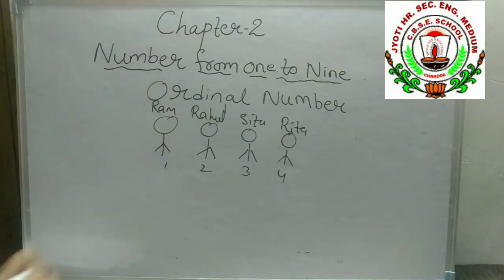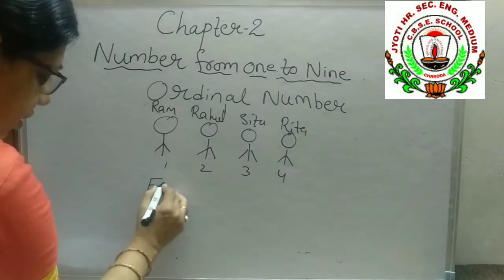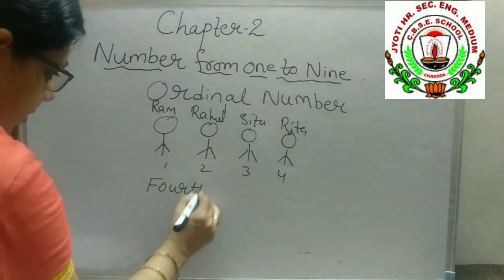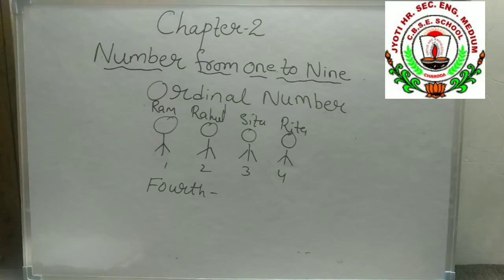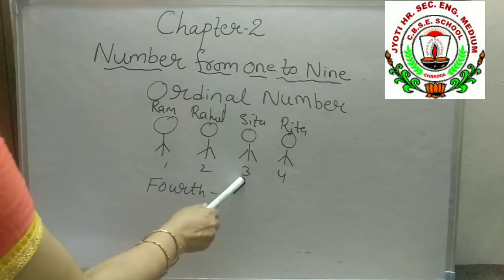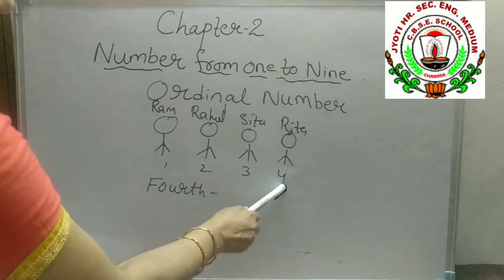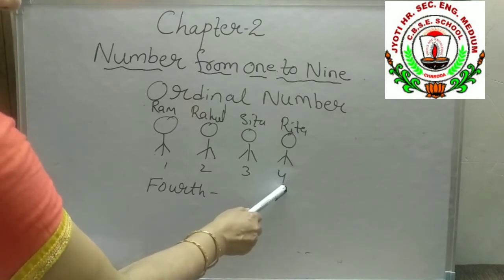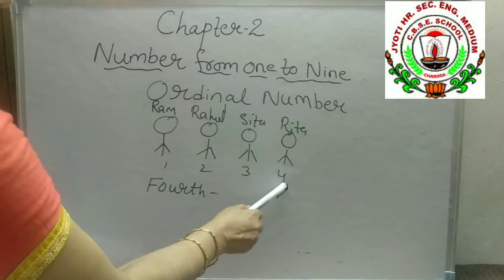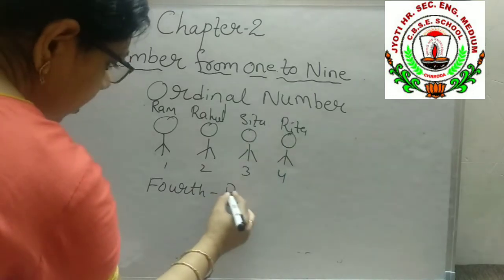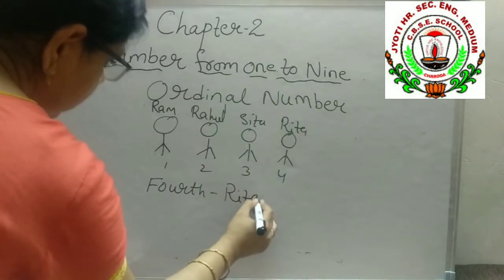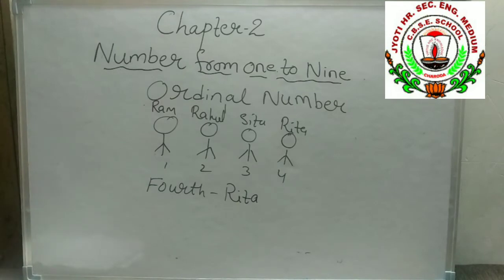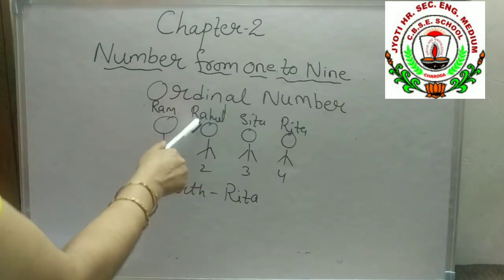Now, can you tell me who is in the 4th position? Student, who is in the 4th position? 1, 2, 3, 4. If anybody is standing fourth, we will say he or she is standing in the 4th position. So, in 4th position, who is standing? Rita. Who is standing in the 4th position? Rita.